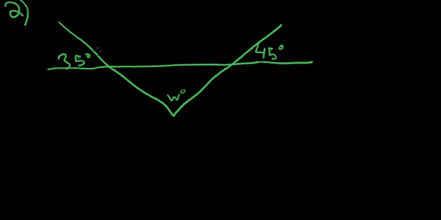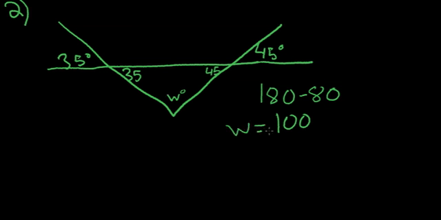Well, let's find the opposite angles of these. The opposite angle of 35 is still going to be 35 because opposite angles are congruent. Same thing here. The opposite angle is over here, so this equals 45. 45 plus 35 equals 80. The angles of a triangle add up to 180. 180 minus 80 equals 100. And that is the missing angle. So W equals 100. That's choice B. Next problem.